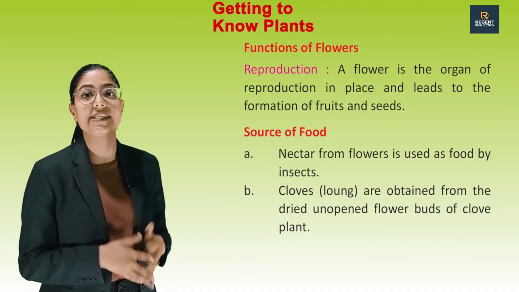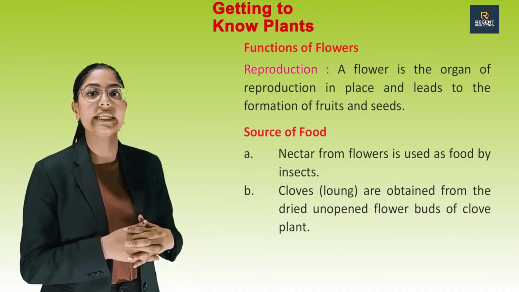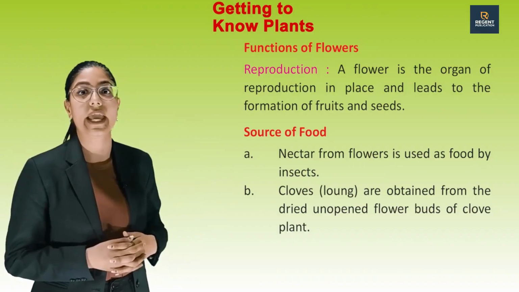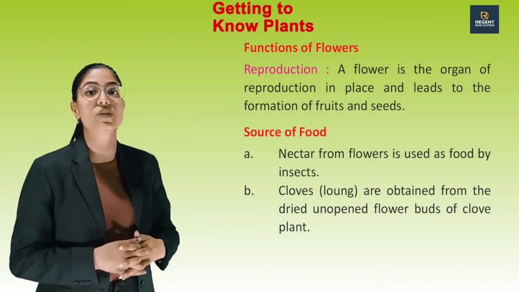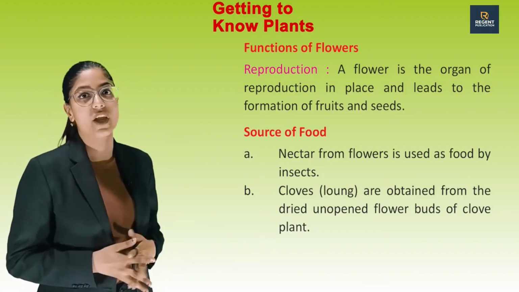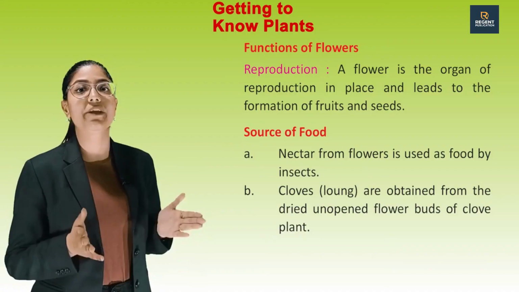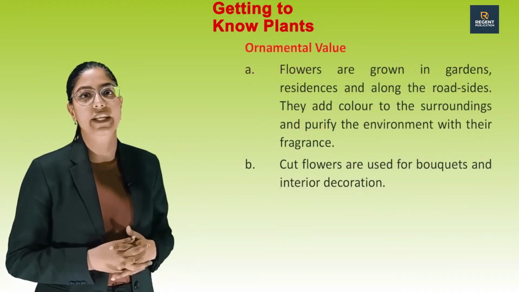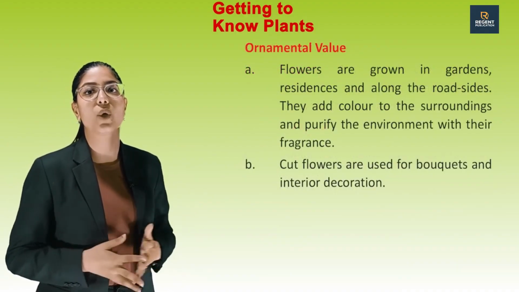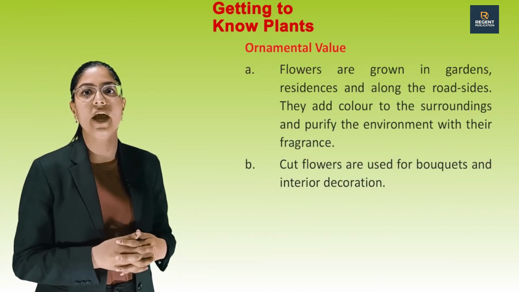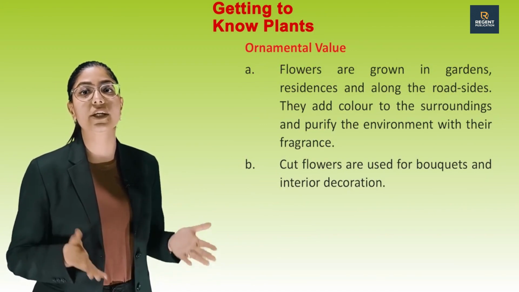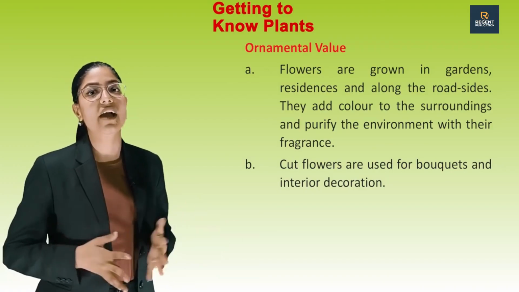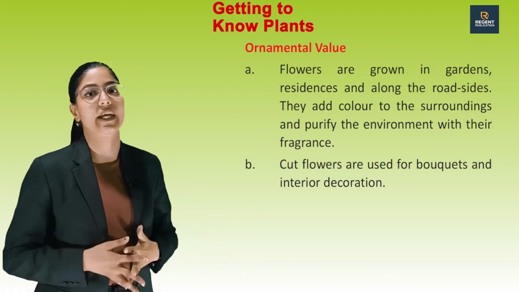Functions of flowers. Reproduction: a flower is the organ of reproduction in plants and leads to the formation of fruits and seeds. Sources of food: A. Nectar from flowers is used as food by insects. B. Cloves are obtained from the dried, unopened flower buds of the clove plant. Ornamental value: flowers are grown in gardens, residences and along the roadsides. They add color to the surroundings and purify the environment with their fragrance. B. Cut flowers are used for bouquets and interior decoration.